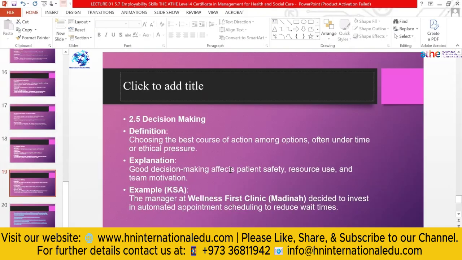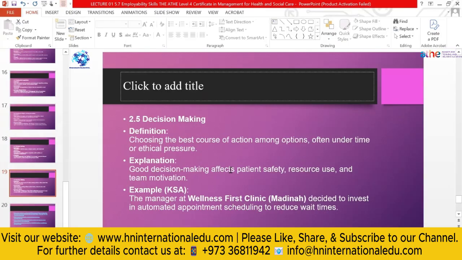Decision making: choosing the best course of action among the options, often under time or ethical pressure. Yes, if you're under pressure, it can cause a problem. Good decision making affects the patient's safety, resource use, and team motivation. When you discuss things together, apart from whoever you are, it increases the safety of the patient. With that, how you use the resources, all the things required to perform that job, and team motivation. You're motivating them at the same time.